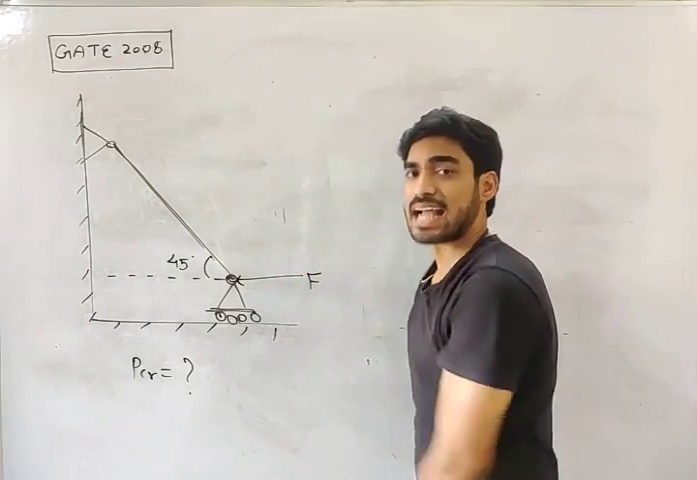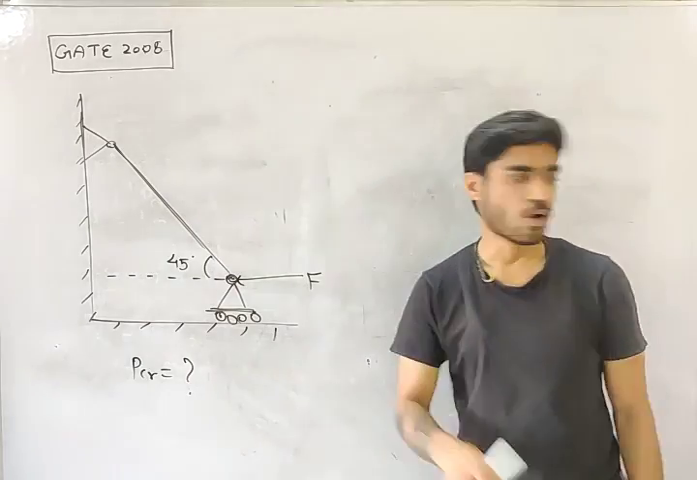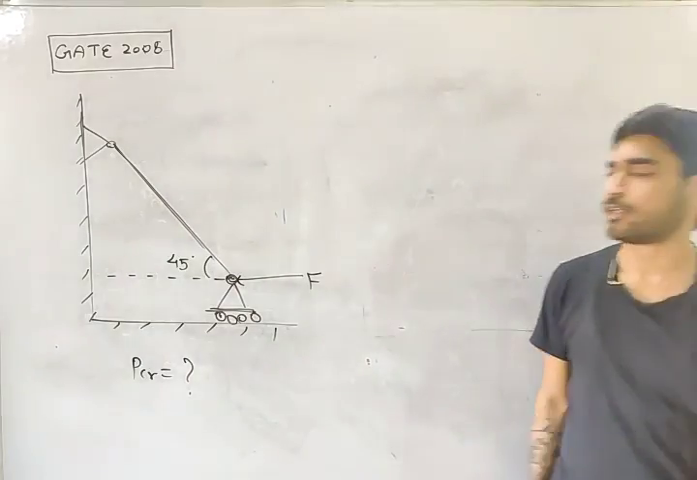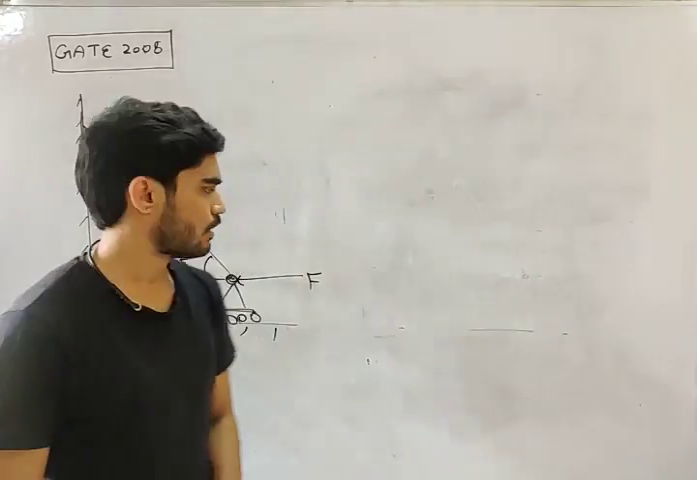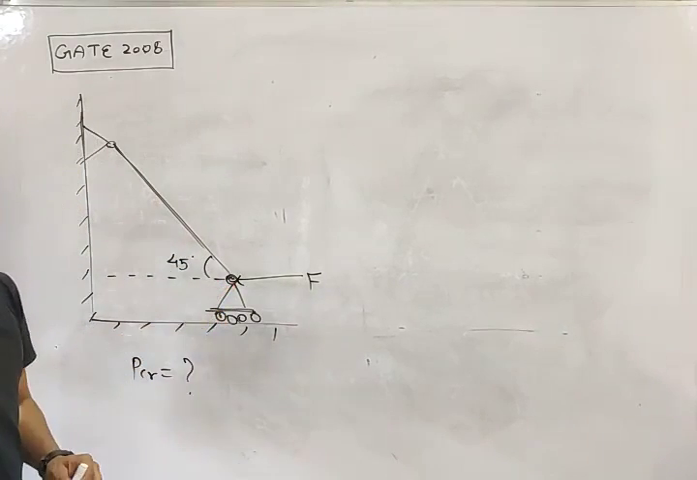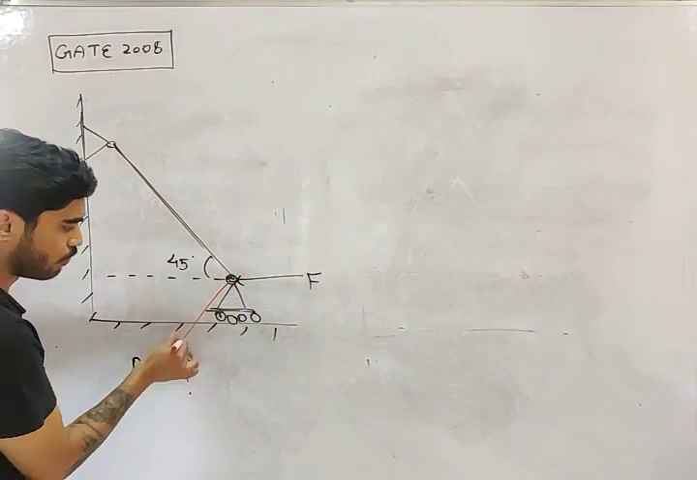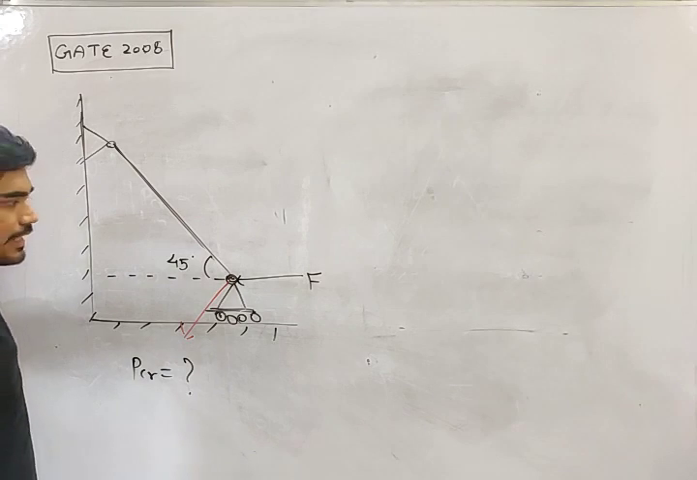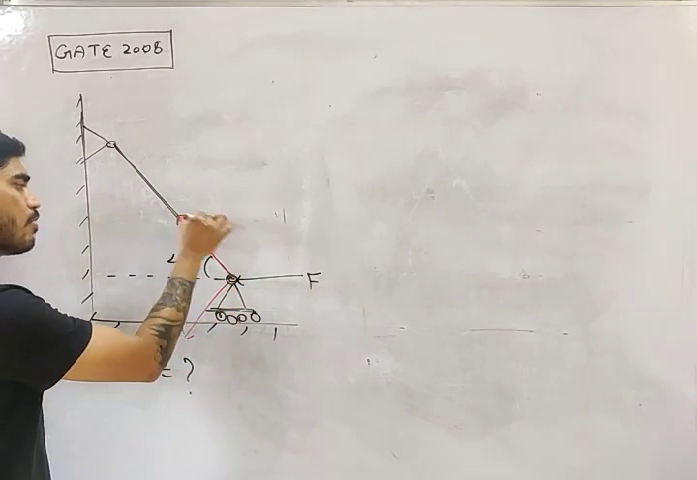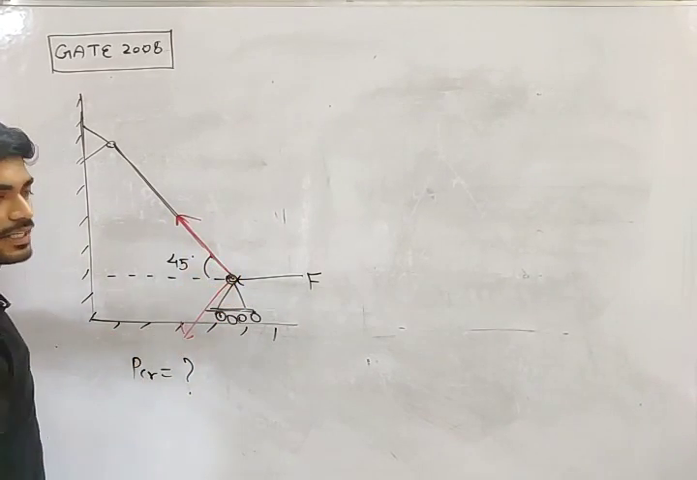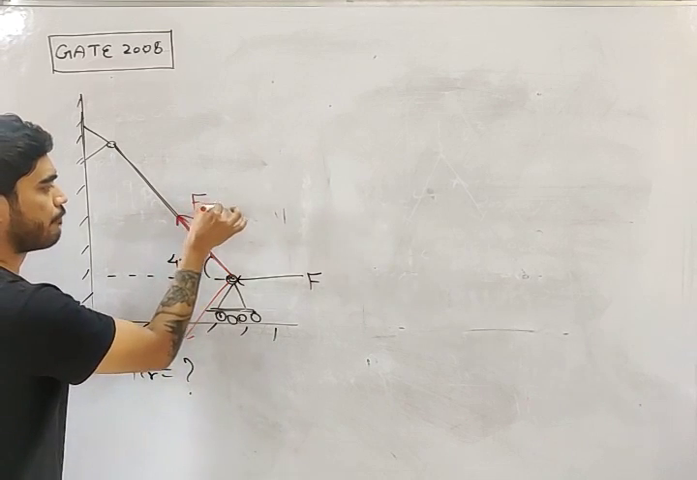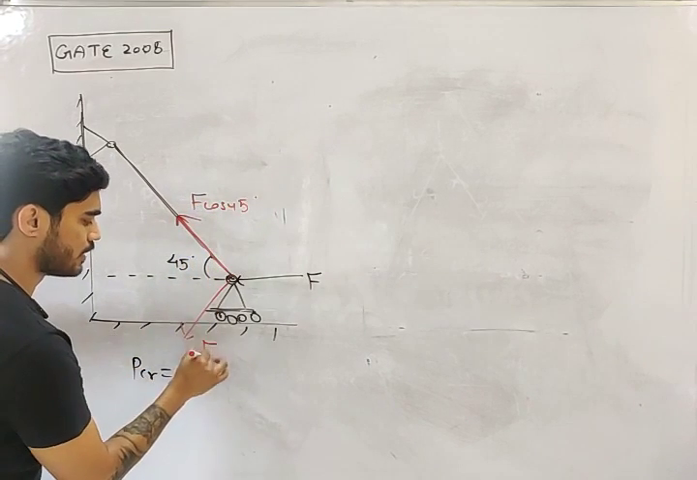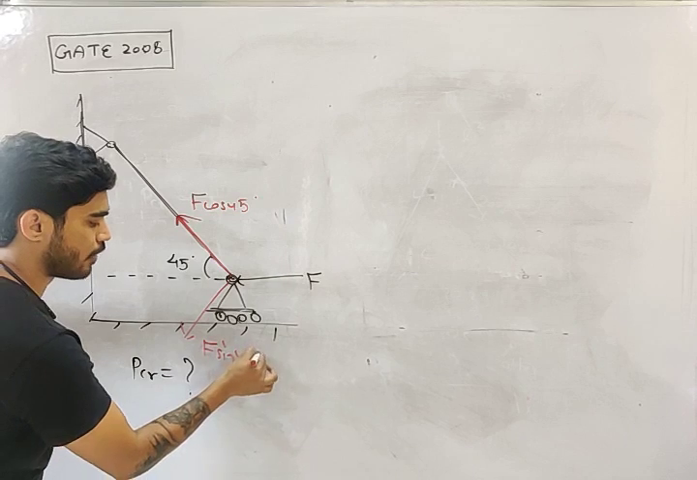Look at this load. Is it axial? No, it is not axial. So what we are going to do in this question, we are going to resolve this force into two components. One component will be tangential and one component will be axial, like this. This will be F cos 45, this will be F sin 45.